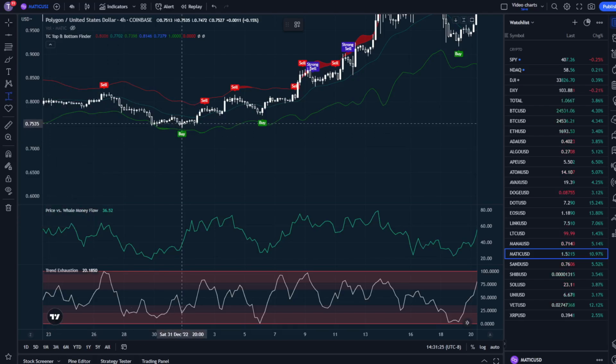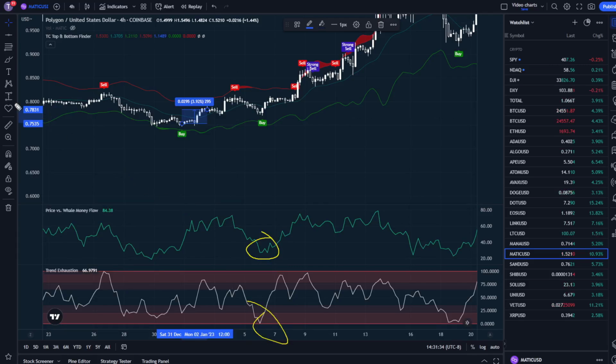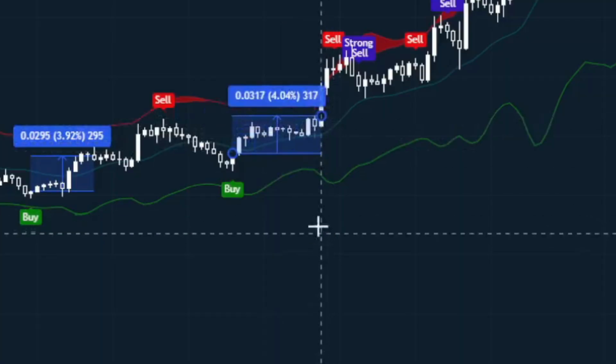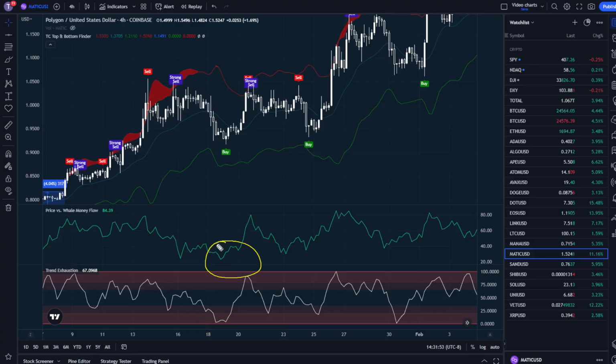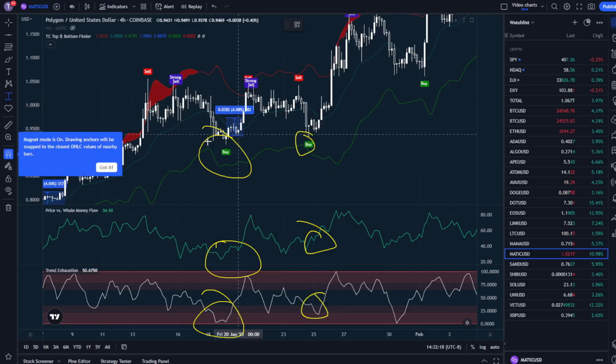So we have our first entry here, boom, up here. Easy 4% profit. Right here, price versus while money flow low, trend exhaustion low, right at candle close, boom, easy 4% profit. Price versus while money flow low, trend exhaustion low, buy signal, 4% profit. Price versus while money flow low, trend exhaustion low, buy signal, 4% profit.